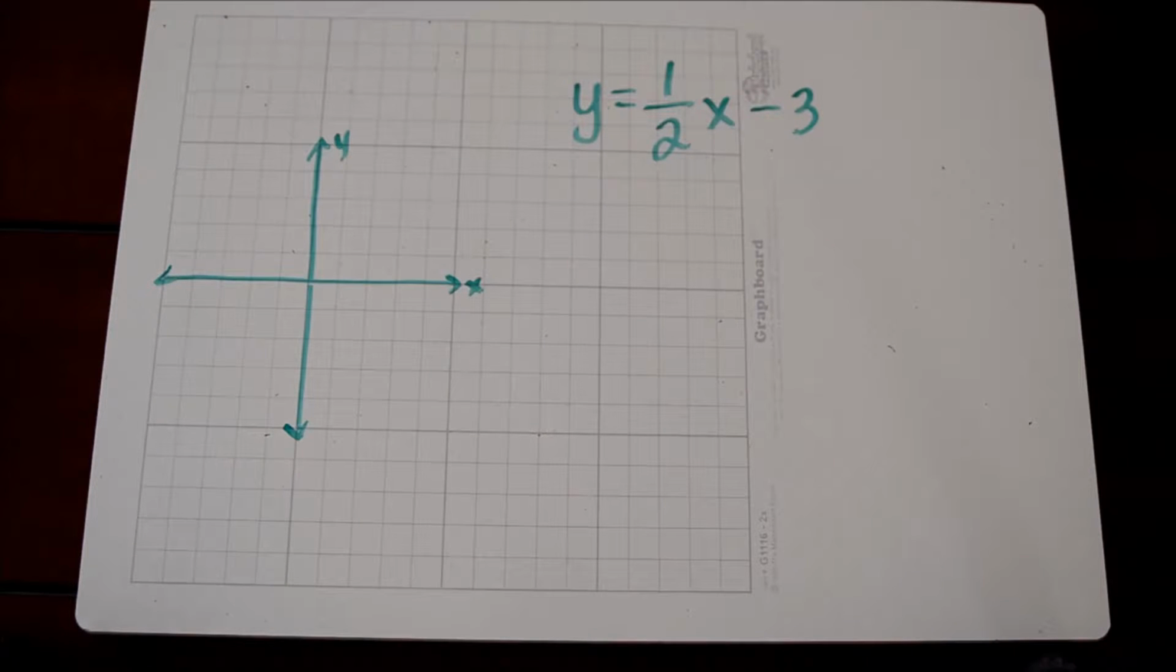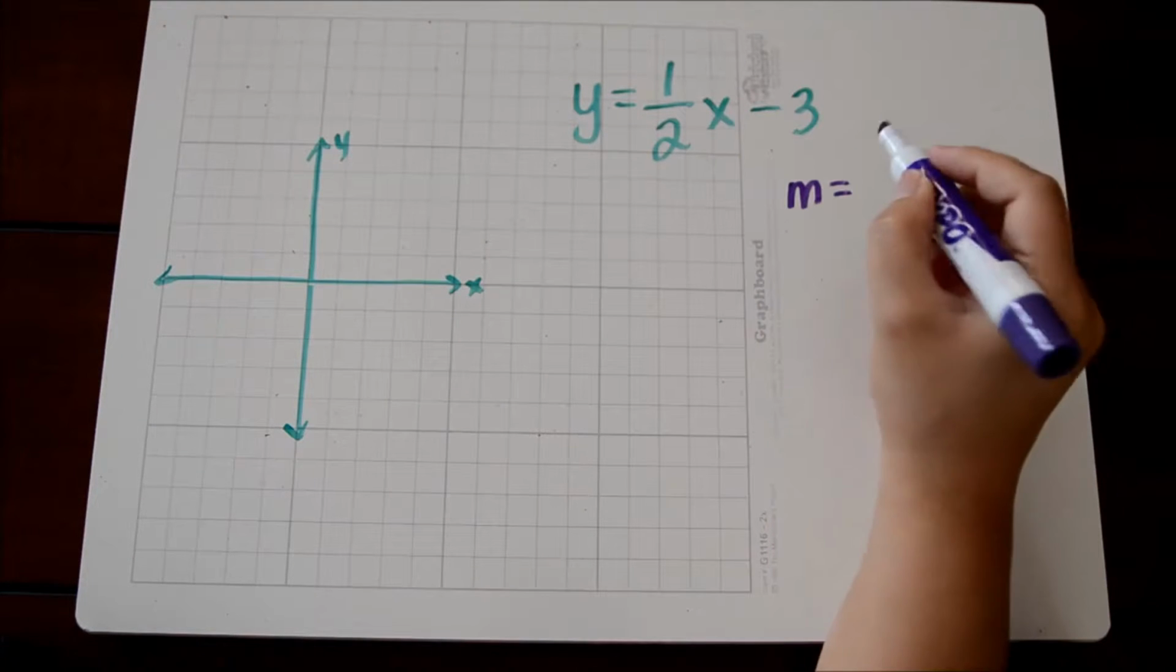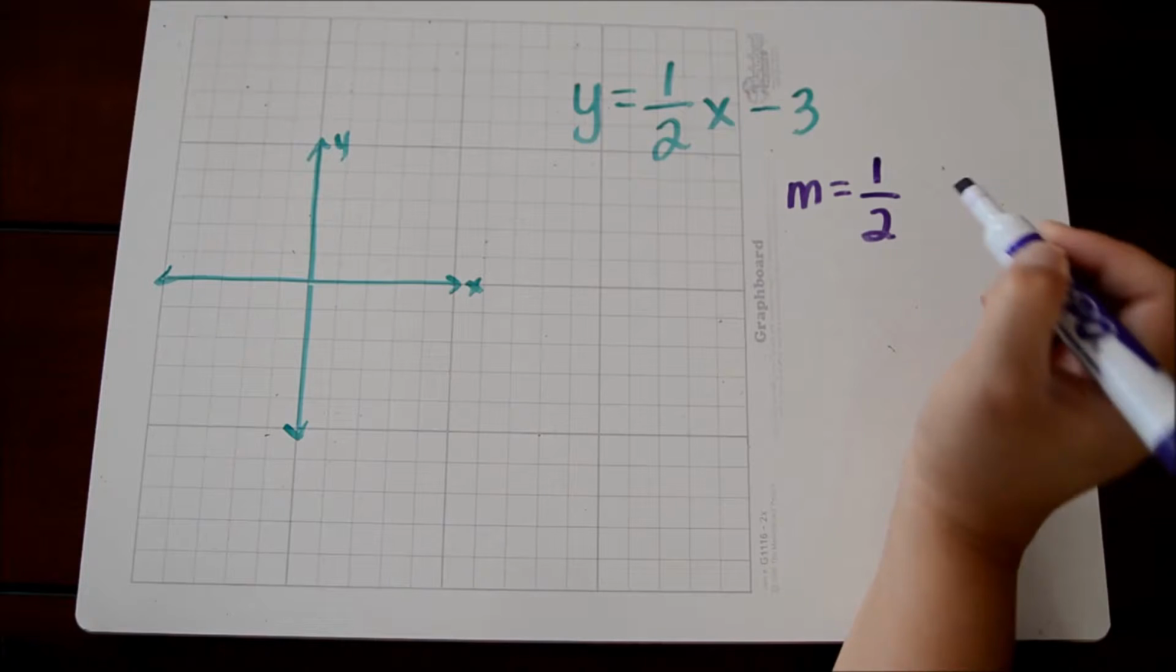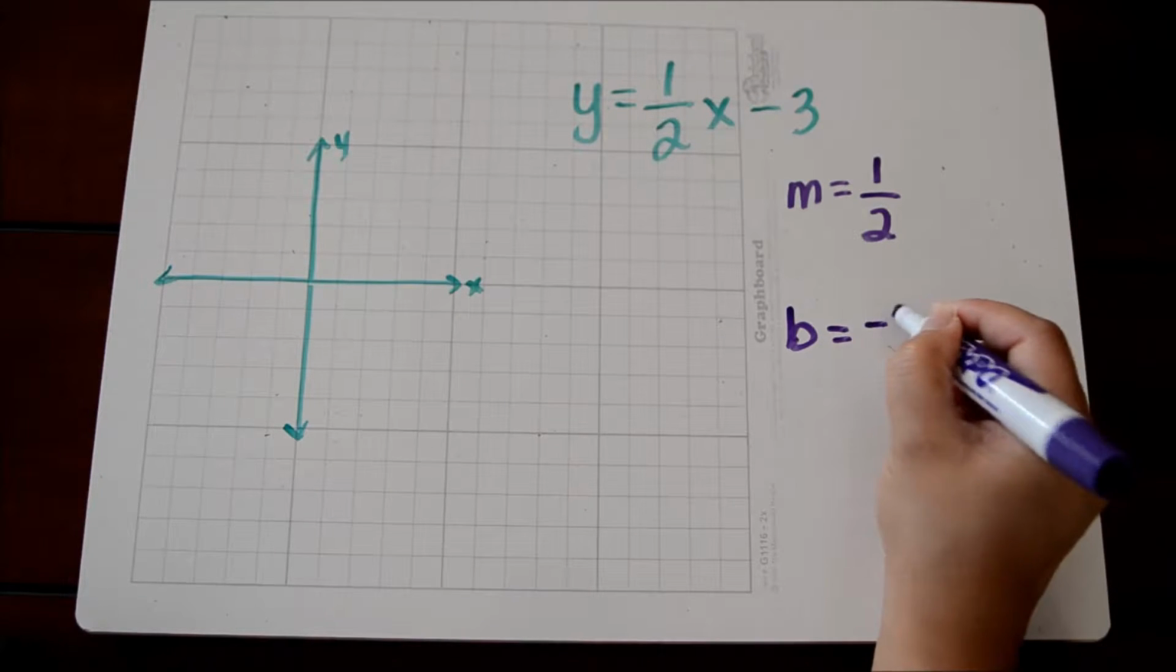Here we have the equation y = 1/2 x - 3. Our slope is the coefficient attached to x, so it's 1/2. And our y-intercept is the constant. So that would be -3.